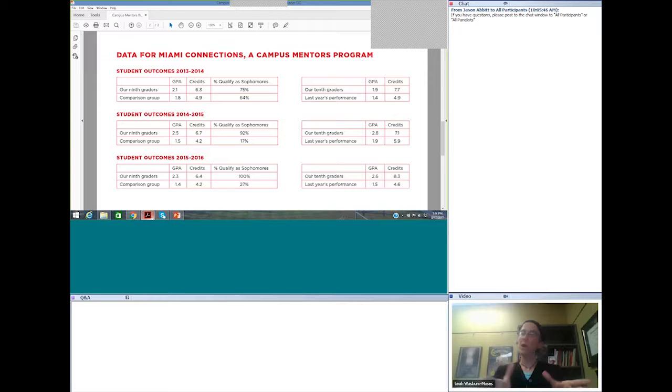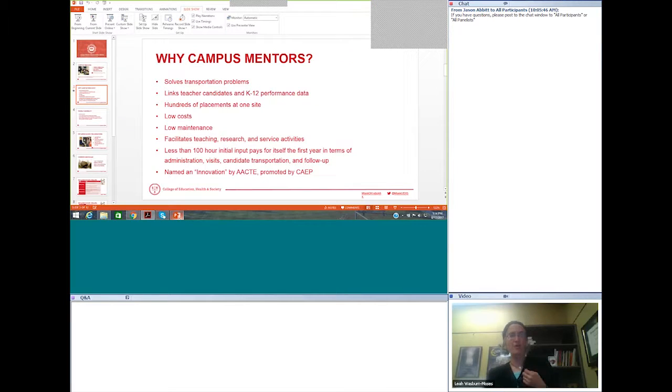So if you want to see more of our data, I have this sheet posted for you. We also have published research. I think this is published in Teacher Education Quarterly, but not positive. And I have those links on my website. So those are the reasons that we have found that Campus Mentors really works for us.